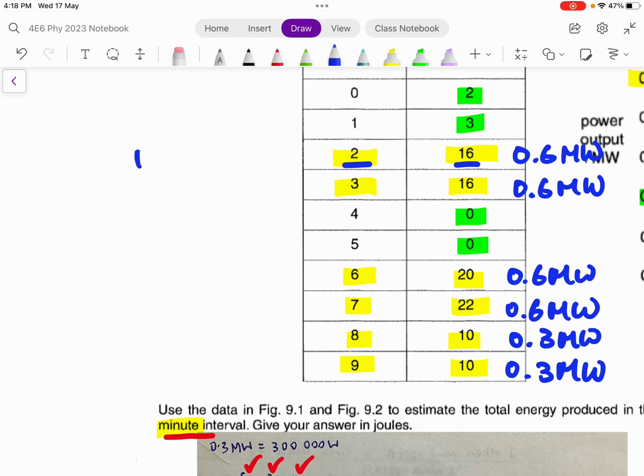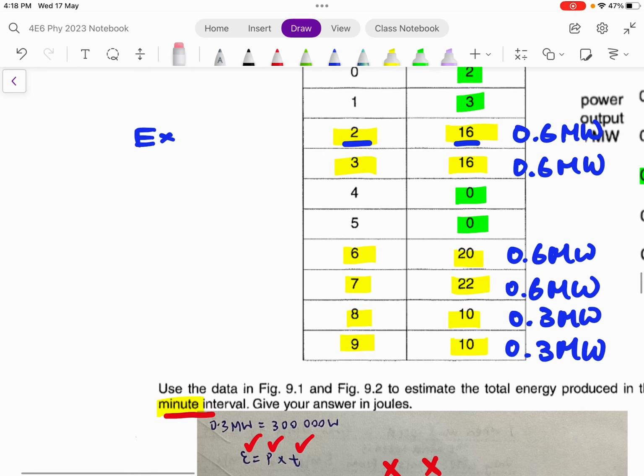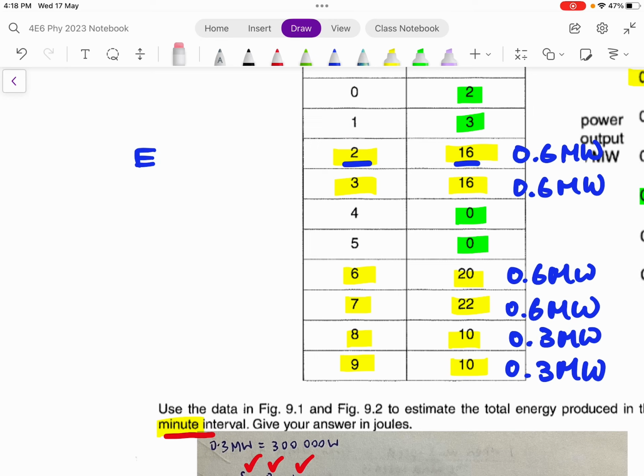So what is the energy that is generated here? Well, the energy generated within this second minute will be E equals power times time, which is 60 seconds, correct or not? Then I will say that this E is equal to 0.6 mega times another 60 seconds.